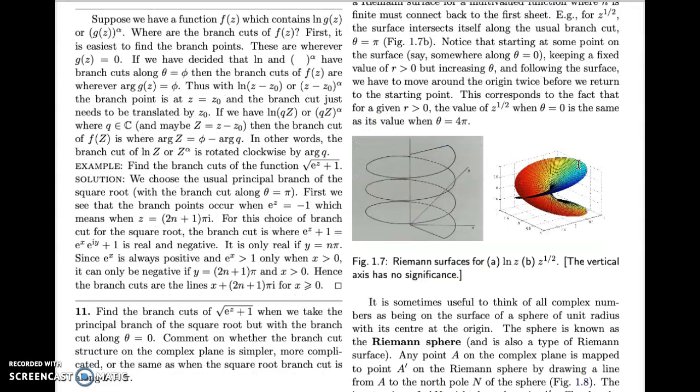Okay, so where do we get to? Now, suppose we have a function f, which contains either log of g or g to the power alpha. What then are the branch cuts of the function f? So the general technique that I suggest is that the easiest thing to find is actually the branch points. And these are basically wherever g of z is 0. Why? Well, because we know that when the argument of log is 0, then that's where you get a branch point.